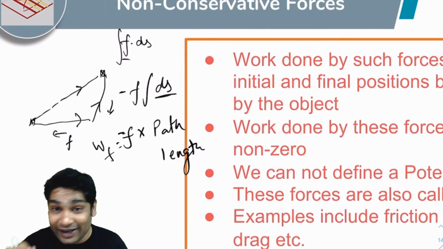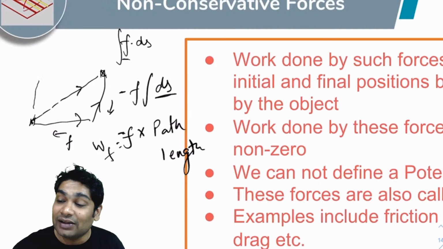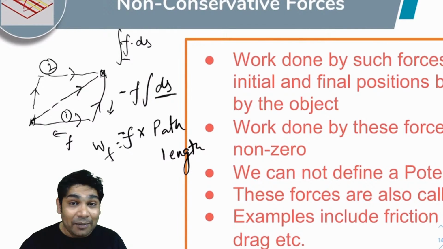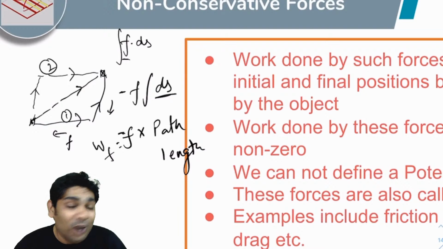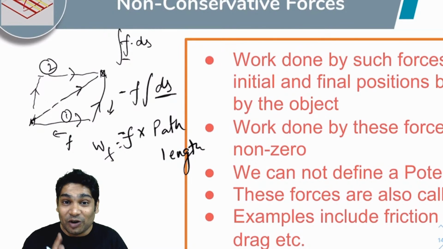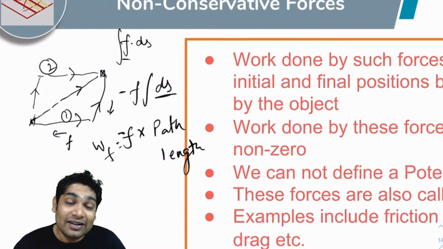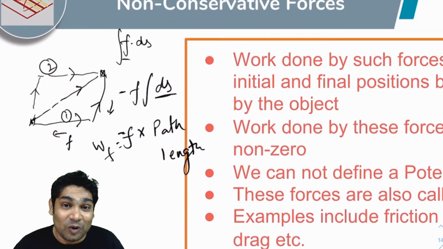Then, there is a possibility that I may have another path which has exactly the same length. So let's say this is path 1 and this is path 2. It is possible that two paths or maybe many paths may have the same amount of work, just because all their lengths are the same. As long as I keep taking the paths which are of the same length, I will keep on getting my work as the same. But that should not lead you to a wrong conclusion. That should not lead you to conclude that this is a conservative force.